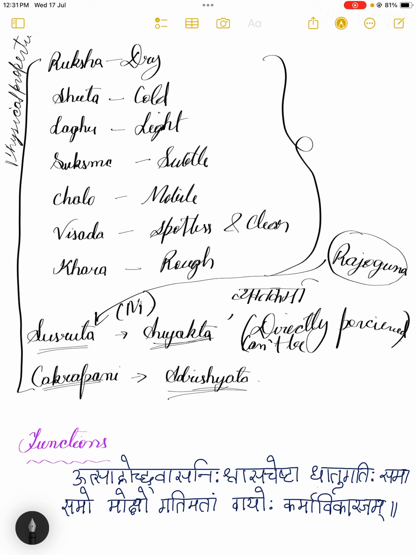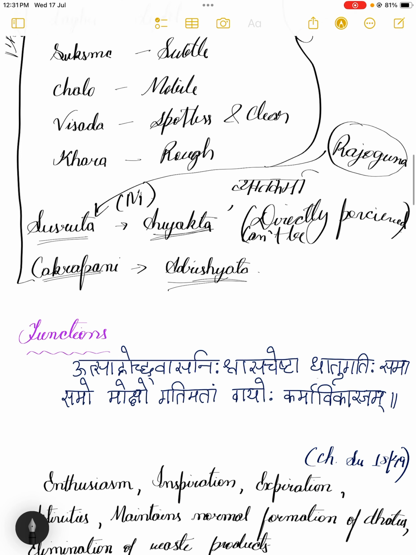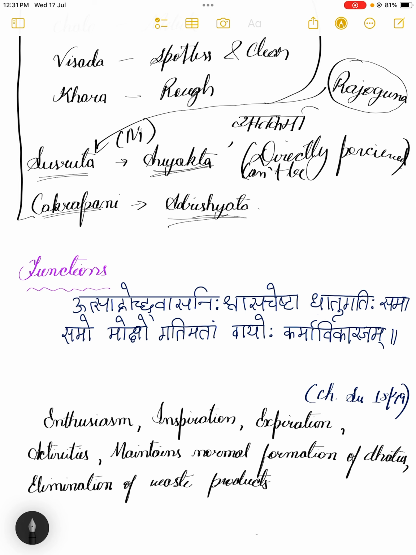Thus, we have known about the properties of Vata Dosha and about various scholars' opinions. Let's study the functions now. Acharya Charak in Sutrasthan 18th chapter has considered the following functions to be performed by Vata. Utsaho Uchchhvasa Nishvasa Chesta Dhatu Gatihi Sama Samo Moksha Gati Matang Vayuhu Karma Avikarajam.